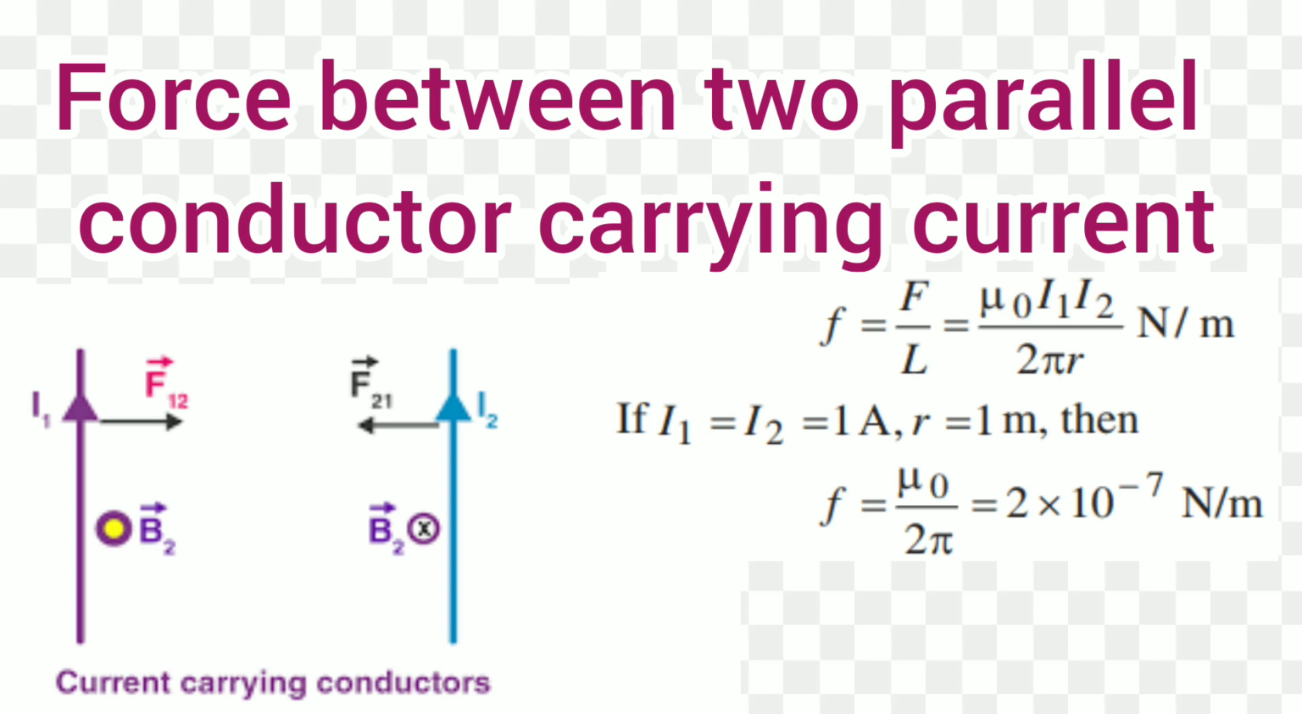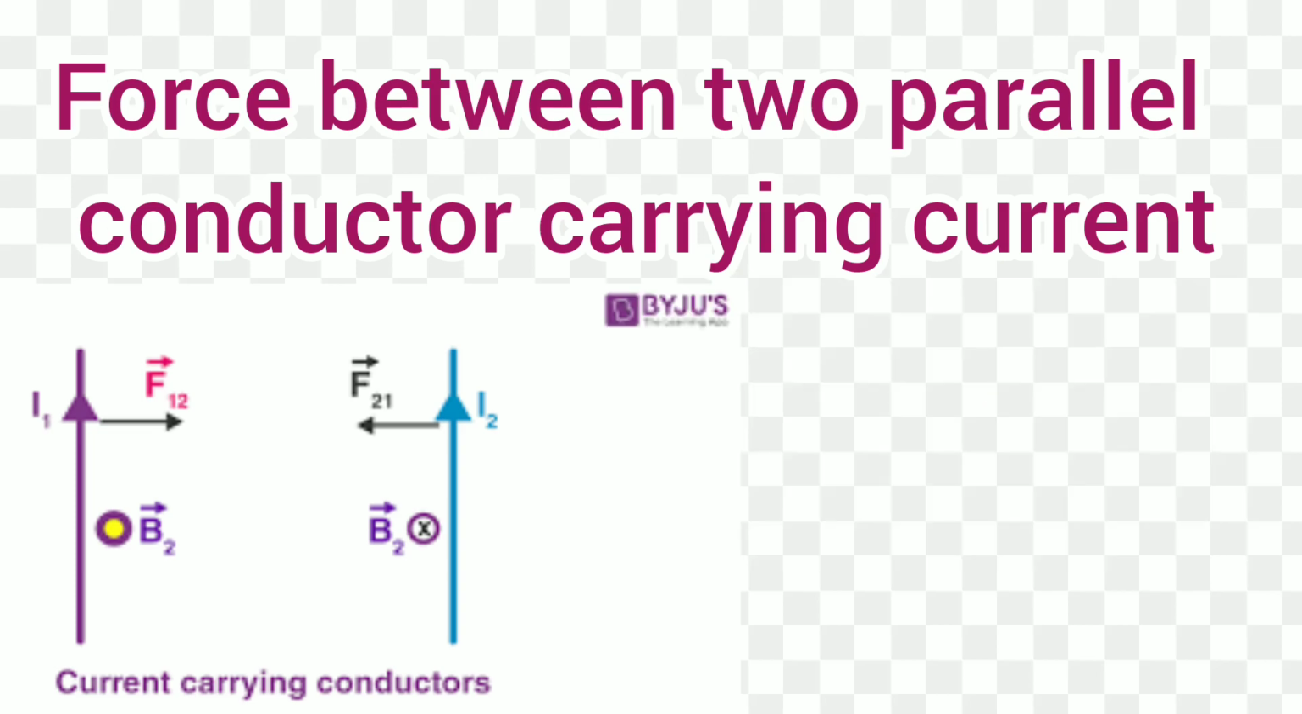The important thing from the exam point of view is that the force per unit length between two long straight parallel conductors carrying current is directly proportional to the product of the currents I1 and I2, and inversely proportional to the distance between the two conductors. The question will ask what the dependency of force is on the currents and on the distance between the conductors. It directly depends on the current and inversely depends on the distance.